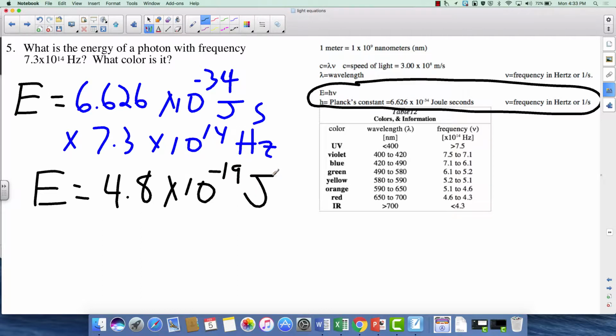That's for one photon, one particle of light. Not very much energy, but it's not very much light. It does say what color is it, so we have to come over one more time and look at our chart. The frequency 7.3 times 10 to the 14th would be somewhere in here, giving us violet.